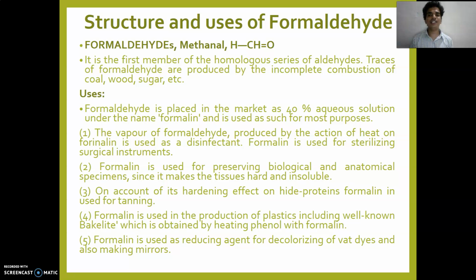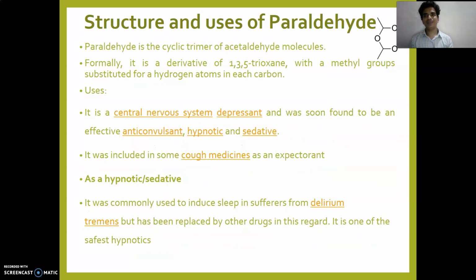Formalin is also used in the production of plastics, including bakelite, which is obtained by heating phenol with formalin. Then formalin is used as a reducing agent for decolorizing vat dye, and also in making mirrors.